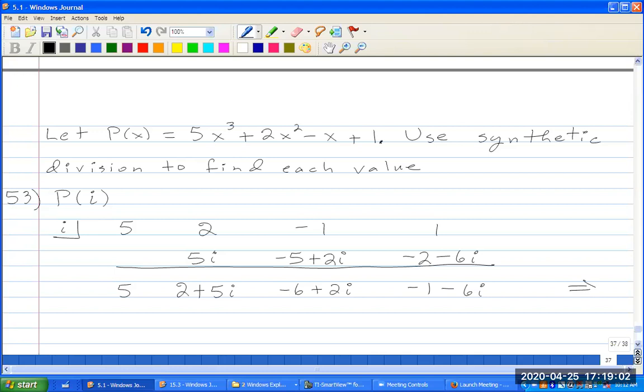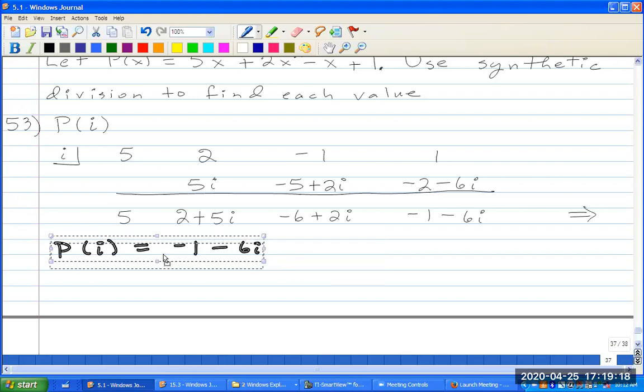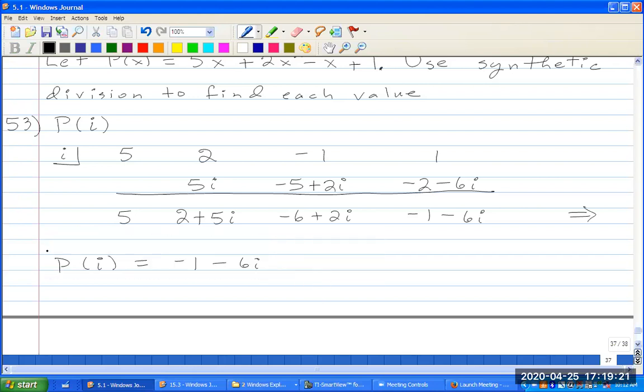And so I have that P at I is minus 1 minus 6I. And that's your answer. So notice, actually, in this case, it might even be almost easier. Maybe, maybe not. Actually, it's just an I, so it might be easier just to plug in. But they're almost the same amount of difficulty in this case.